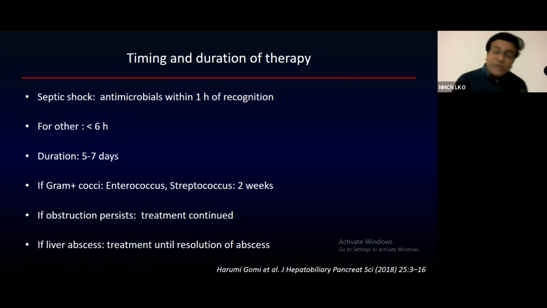If the obstruction persists, that is, you have a CBD stone in the bile duct and you haven't removed it, then you need to continue the treatment for long. And if there is an abscess or a cholangitic abscess, which we see in the setting of CBD stone, then you need to continue the treatment till the resolution of this particular abscess in the liver.